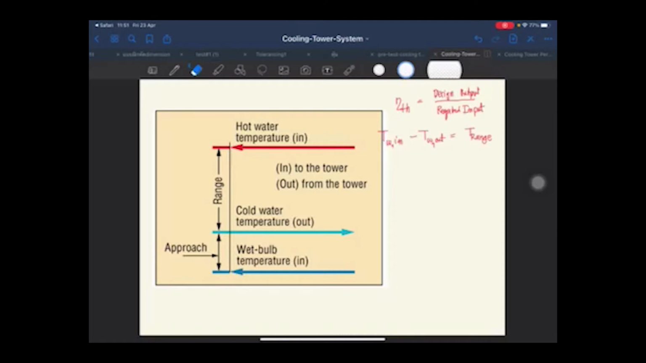Okay, and for the required input, in the cooling water it can be calculated from the cooling water inlet temperature and the ambient wet bulb temperature.